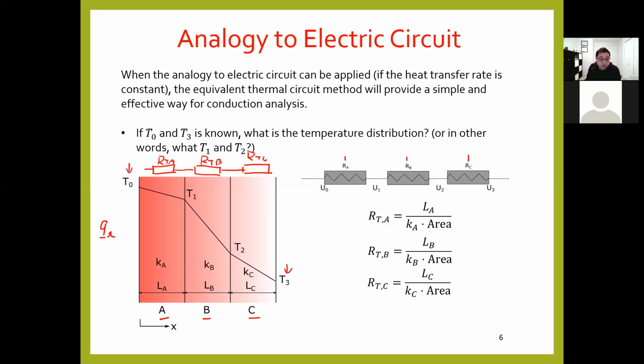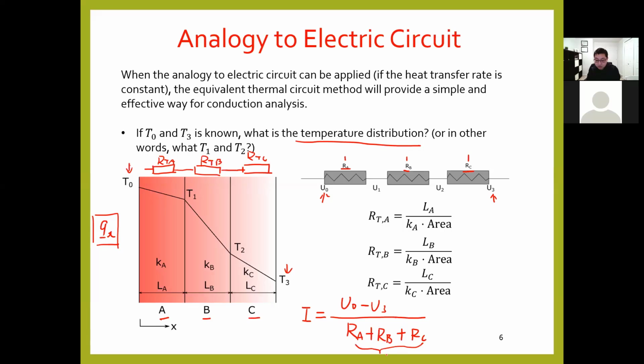Now, to calculate the heat transfer rate, that's what you want to know. Before you calculate the temperature distribution, you need to know the heat transfer rate first. In the electric circuit, you need to calculate the current, which is I. If you know U0, U3, and RA, RB, and RC, it's straightforward to calculate the current, which is U0 minus U3 divided by R total. R total is RA plus RB plus RC.